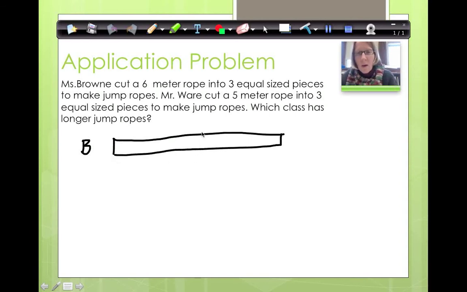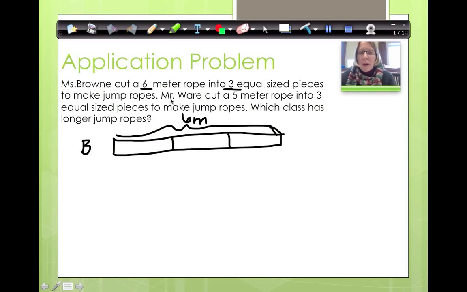Now, how long is that whole rope? I know the total here, 6. So this whole, all the way to here, is 6 meters. And she cut it into 3 equal pieces. So I'm going to kind of just judge. There we go, about 3 equal pieces, as best as I can.